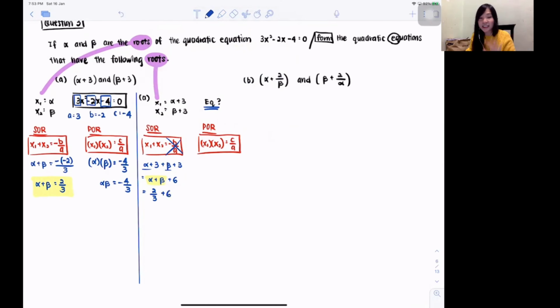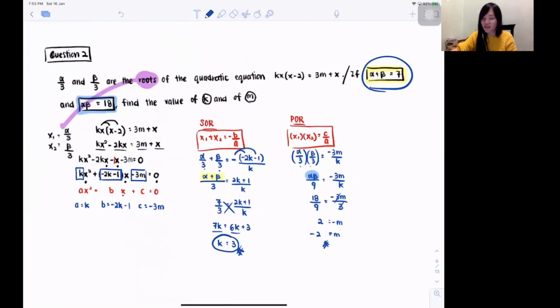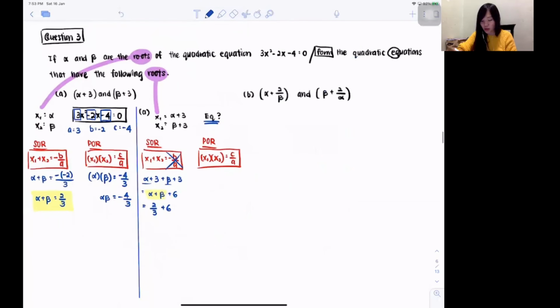Do you guys realize this question looks like the previous one? Just that for the previous one, they straight away gave you alpha plus beta, alpha times beta. But this one, they didn't give you, that's why you do it yourself. You get the alpha plus beta, alpha times beta by yourself. But the concept of doing it is the same. So 2 over 3 plus 6. Press calculator. Write improper fraction, easier for you guys to do later. 20 over 3.